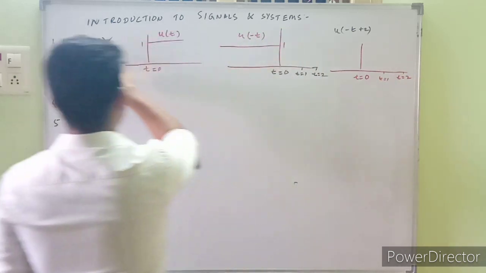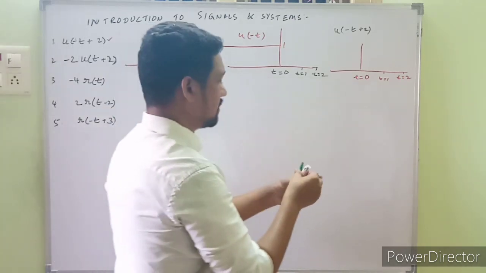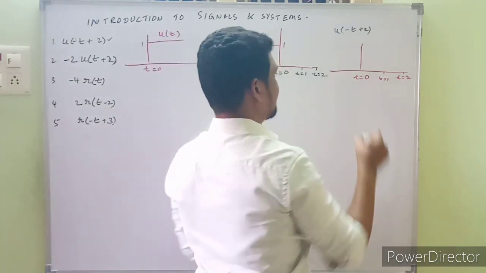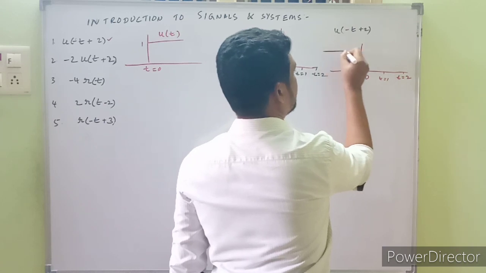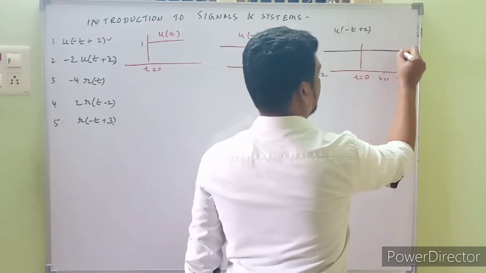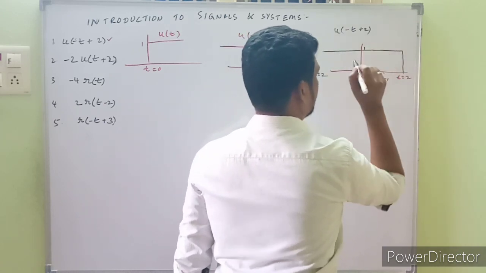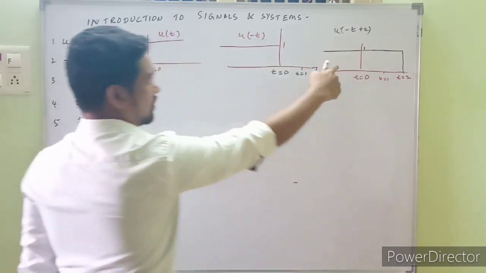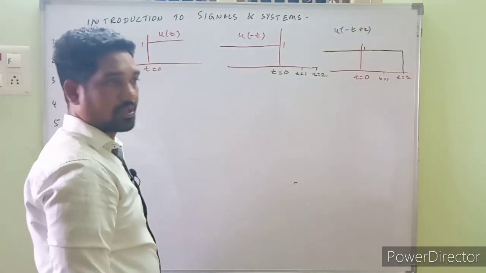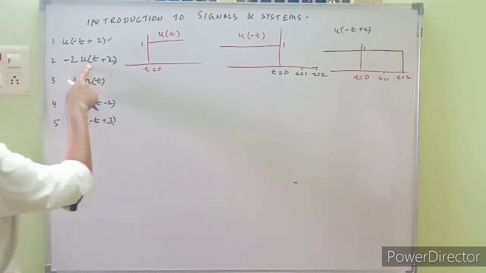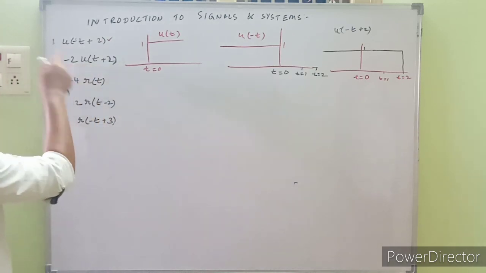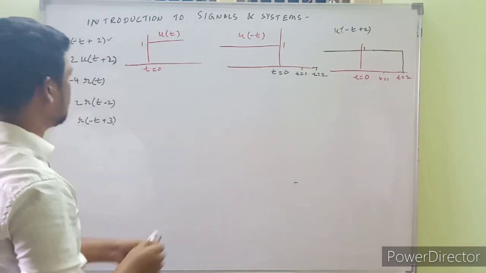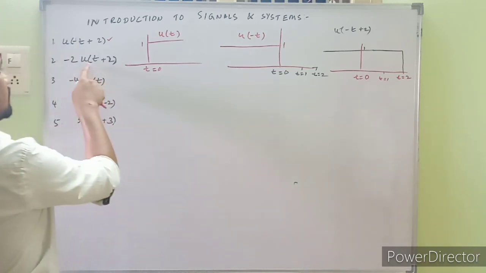Now for the final signal, it is with an amplitude 1 and shifted ahead. This would be with an amplitude 1. This will be the final sketch of that one, right? And for this one here, the amplitude is -2. Even for this, it would be better to sketch u of t.